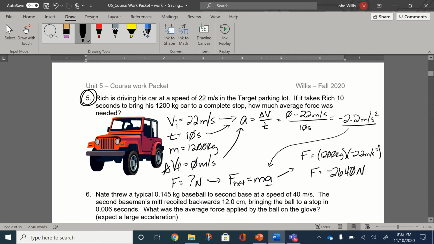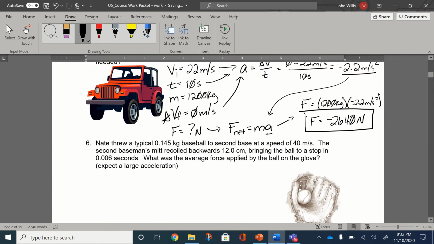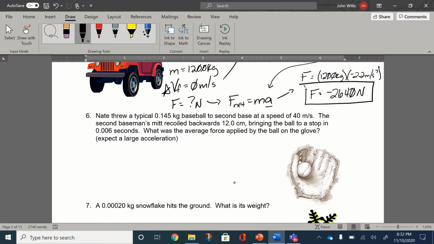2,640 newtons. Again, it's got to be a negative force because it's a braking force. It's causing it to come to a stop. Now, number 6, it's the same idea as number 5. I'm going to get rid of it. It's not going to be something you're going to have to do.